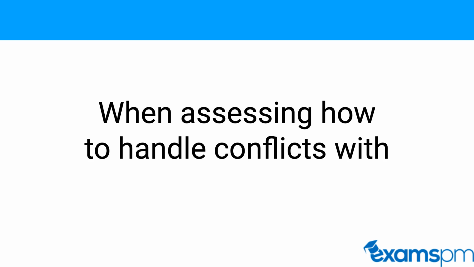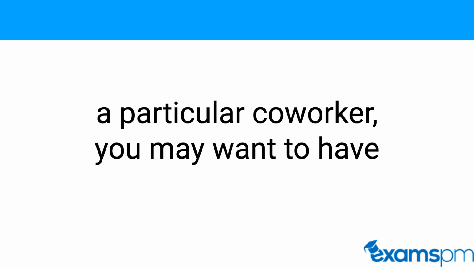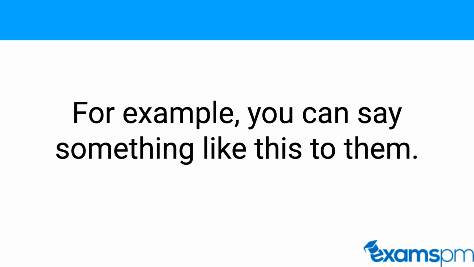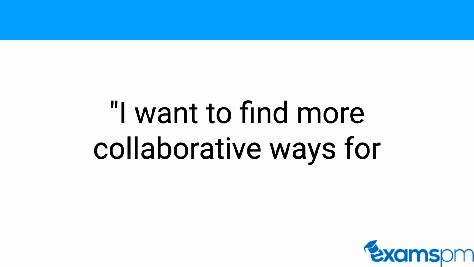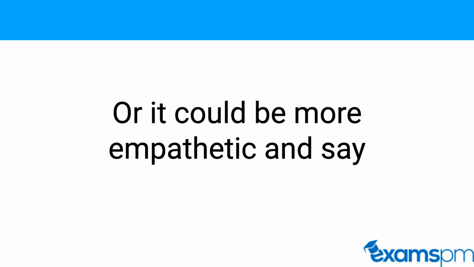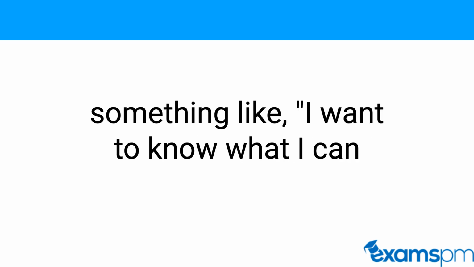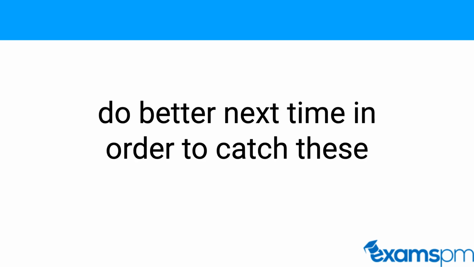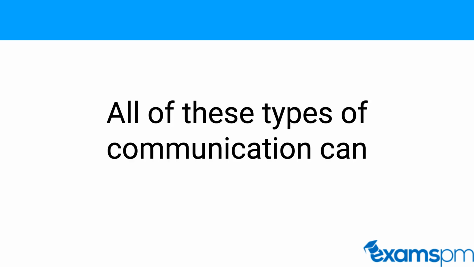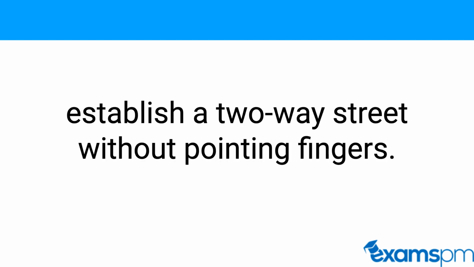When assessing how to handle conflicts with a particular coworker, you may want to have more open discussion as to what your goal is. For example, you can say something like this to them: I want to find more collaborative ways for our team to flag issues early in the process. Or you could be more empathetic and say something like, I want to know what I can do better next time in order to catch these problems ahead of time. All of these types of communication can establish a two-way street without pointing fingers.